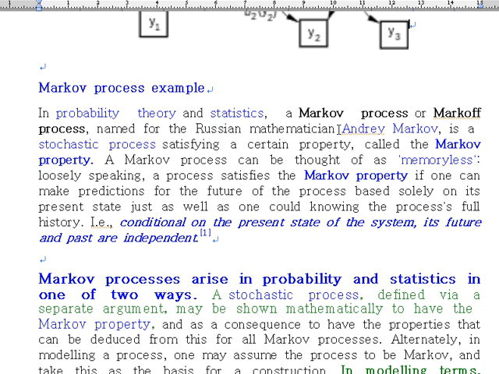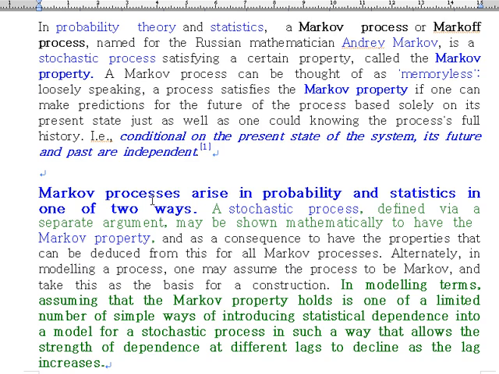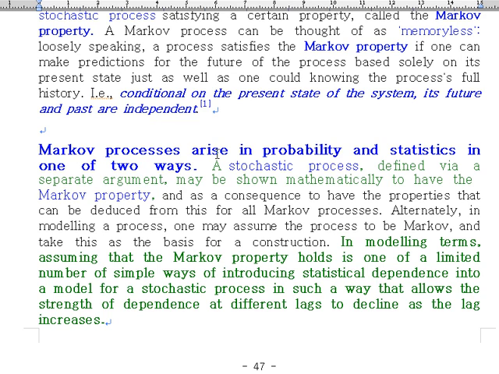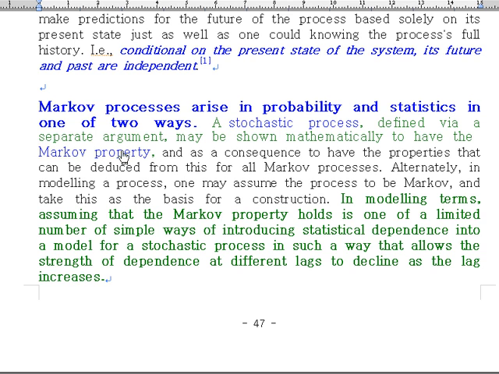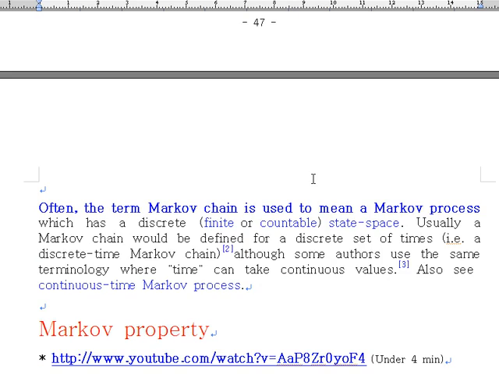named for Russian mathematician Andrei Markov, and Markov property is the conditional on the present state of the system. Its future and past are independent. Markov processes arise in probability and statistics in one of two ways: stochastic notice and Markov property. In modeling terms, assuming that the Markov property holds is one of the limited number of simple ways of introducing statistical dependence into a model for a stochastic process in such a way that allows the strength of dependence at different lags to decline as the lag increases.